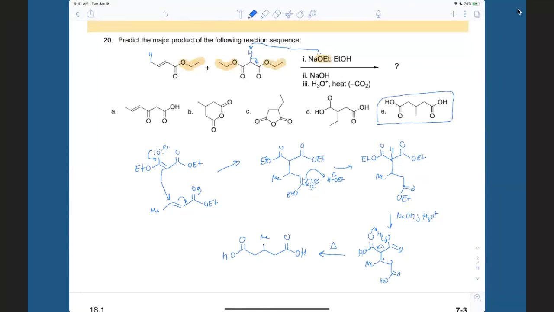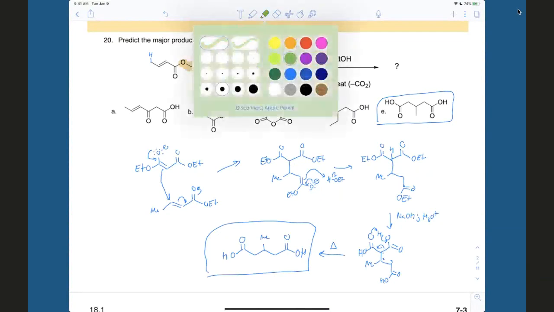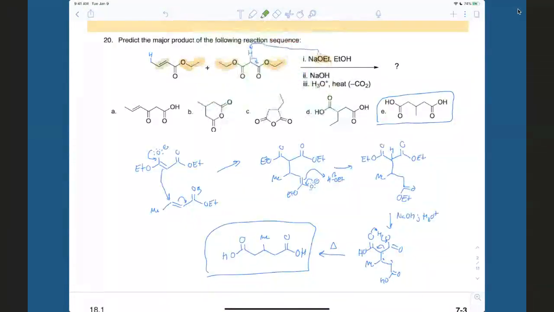This looks right to me. So I think the big idea here is recognizing that this is going to be a malonic ester synthesis. The difference is we're not doing an alkylation with a normal alkyl halide electrophile. We're relying on the Michael addition now to do the 1,4 conjugate addition into this double bond.